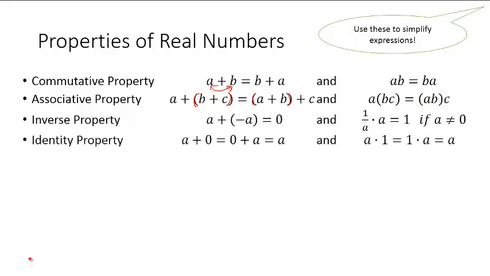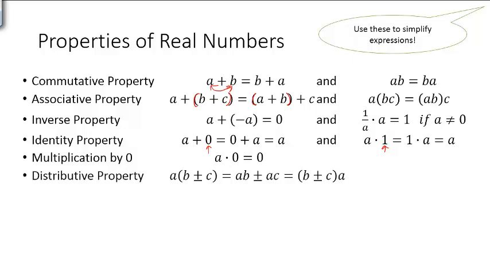The identity property: identity means what number is either added so that nothing changes or multiplied so that nothing changes. Anything times 1 will stay the same. Anything with an addition of 0 will also remain the same. Multiplication by 0 always results in 0.